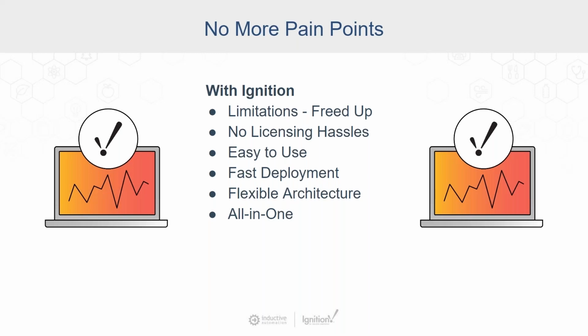So stay tuned. Speaking of quick, fast deployment, you can spin up clients when you need them and where you need them. You have a flexible architecture. Ignition's modularity means you can pick and choose what you need for the specific project and orient your system with what makes sense for the project. And the best part is you get an all-in-one platform.